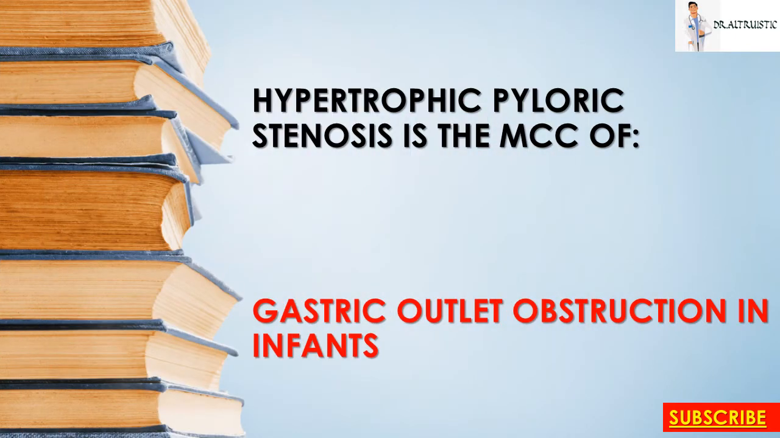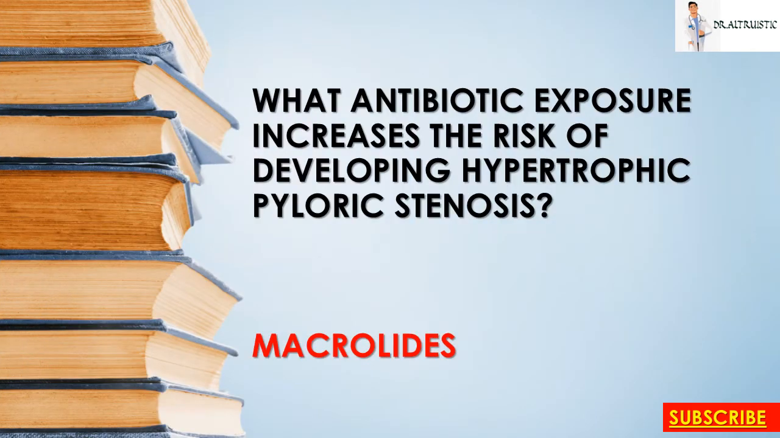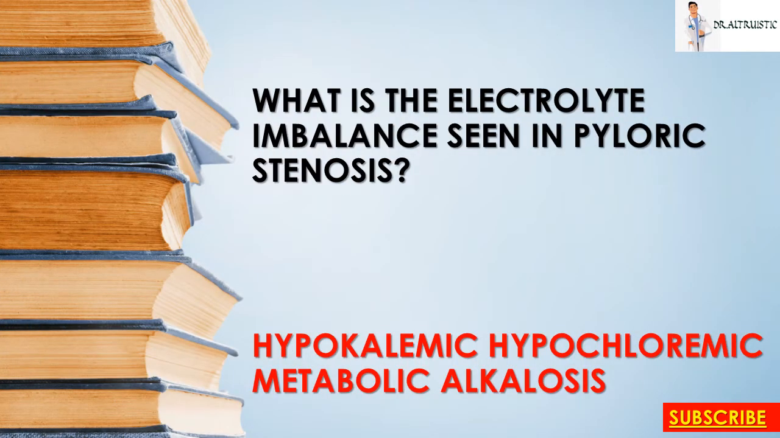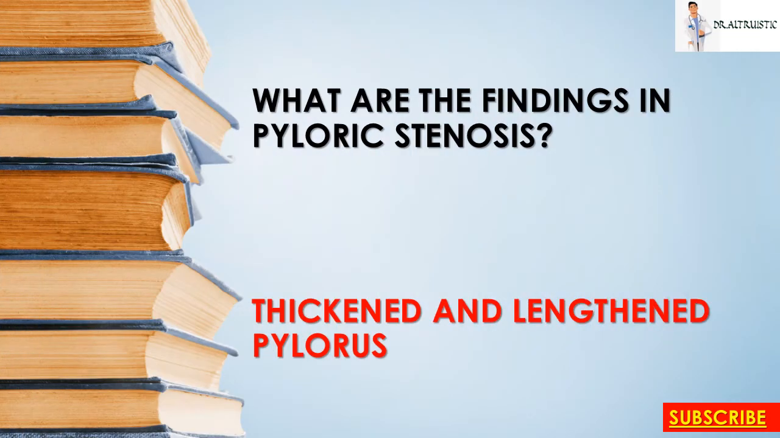Hypertrophic pyloric stenosis is the most common cause of gastric outlet obstruction in infants. What antibiotic exposure increases the risk of developing hypertrophic pyloric stenosis? Macrolides. What is the electrolyte imbalance seen in pyloric stenosis? Hypokalemic hypochloremic metabolic alkalosis. What are the findings in pyloric stenosis? Thickened and lengthened pylorus.